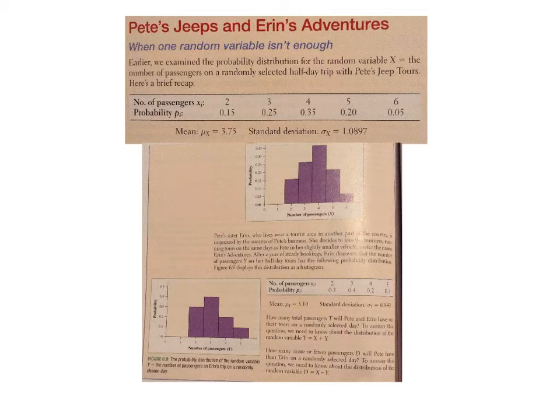Now we learn that his sister Erin lives in another part of the country, and she wants to basically copy Pete's business. After a year of business, Erin discovers that the number of passengers Y on her half-day tours has this probability distribution down here: 2 passengers, 0.3; 3, 0.4. You'll notice she can only have 5 passengers in her vehicle. So the mean of Y is 3.10 and the standard deviation is 0.943.